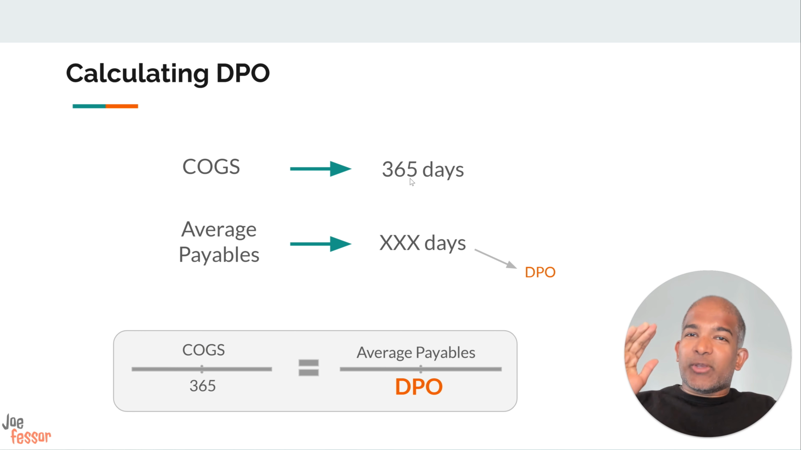Think of it this way. If your total yearly COGS represents 365 days of purchases, then your average payables represent a certain number of those days, which is your DPO. Why is this useful? Again, it has something to do with forecasting. If you have a forecasted COGS figure, perhaps based on sales projections, and you have a target or historical DPO, you can easily calculate the forecasted average payables. This allows you to project your cash outflows and manage your working capital very effectively. This logical understanding of DPO provides a powerful tool for financial analysis and planning.